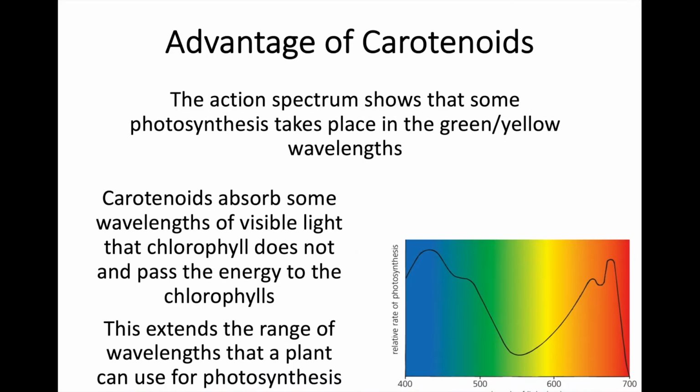However, what we can see is that some photosynthesis is taking place in the green and yellow wavelength. It's not that there's no photosynthesis taking place whatsoever. That's because those carotenoids absorb some of those parts of visible light that chlorophyll does not, and it passes that energy onto the chlorophyll during photosynthesis. And again, the point of using those carotenoids is to extend the range of wavelengths that a plant can use for photosynthesis. So that's really important. Those accessory pigments, those carotenoids, the xanthophyll and carotene, are there to extend the range of wavelengths used.